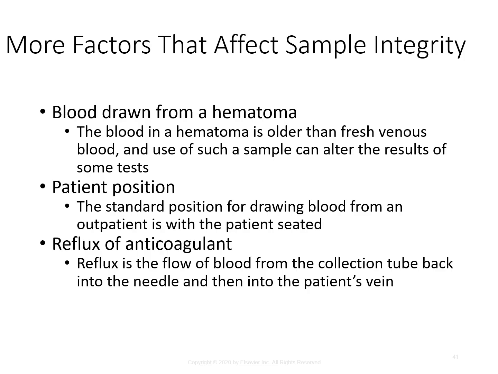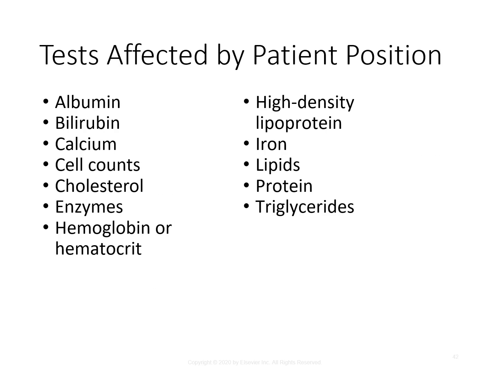Patient positioning. The standard position for blood draw from an outpatient is with the patient seated in that chair. But there are some circumstances where a physician may request that the outpatient lie down before the specimen is collected. Reflux of anticoagulant. Reflux is the flow of blood from the collection tube back into the needle and then into the patient's vein. This is very rare, but it can occur when the tube contents come in contact with that stopper during the draw. Tests that can be affected by patient position are listed here.